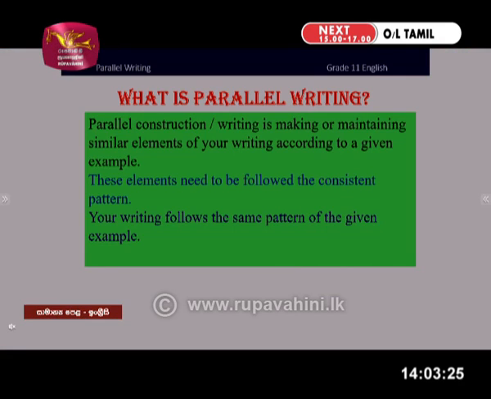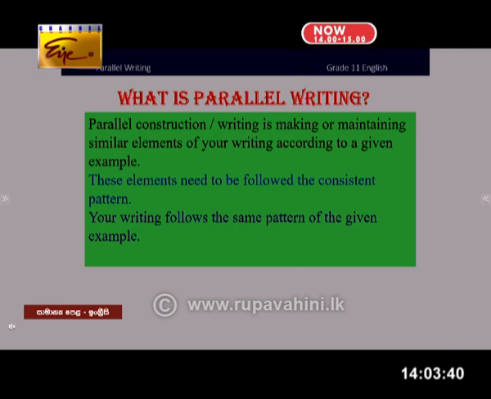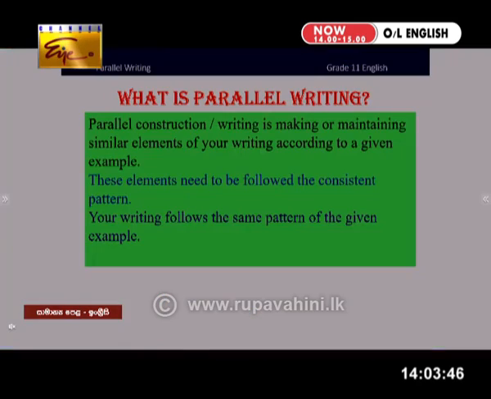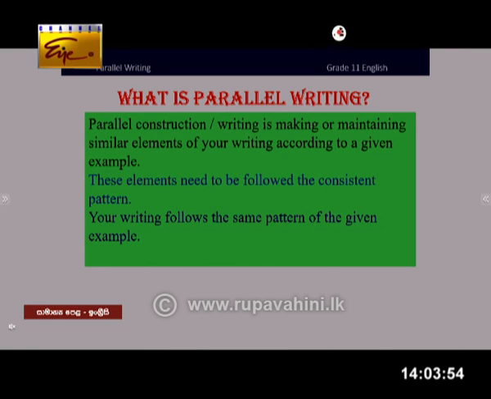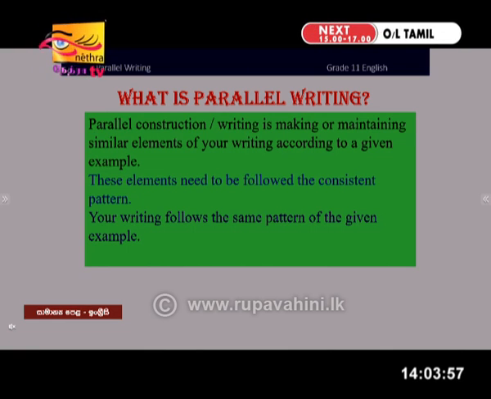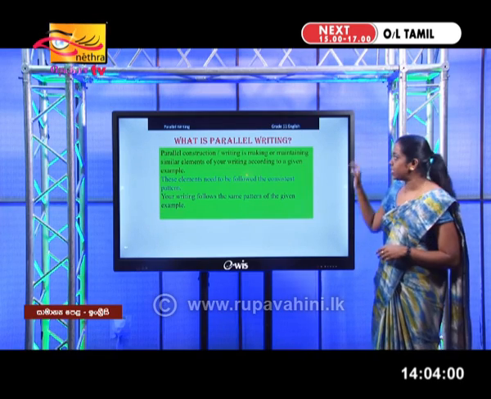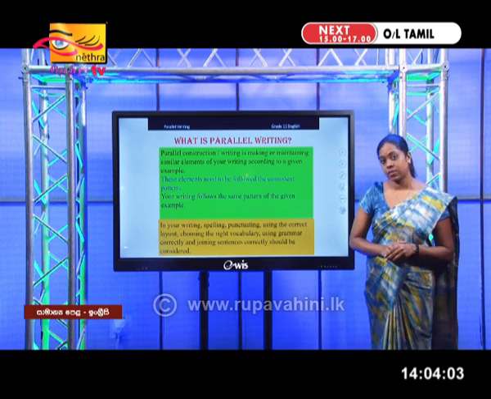Parallel construction or parallel writing is making or maintaining similar elements of your writing according to a given example. Right? You are given an example, you have to strictly follow the structure there. These elements need to follow a consistent pattern. You can't change the way you want. Your writing follows the same pattern of the given example. That is why we call it parallel writing. Right? And that is something important which you have to keep in mind when it comes to parallel writing.